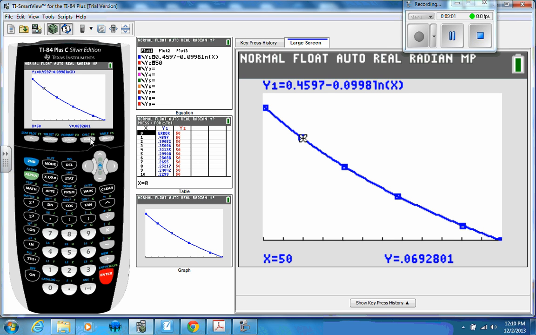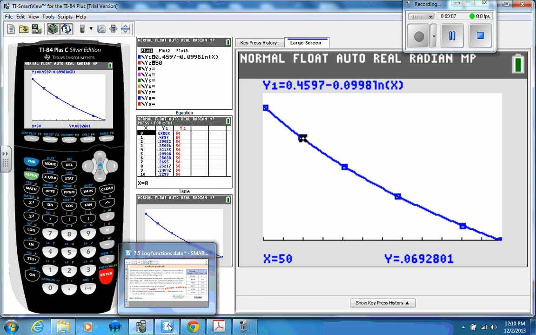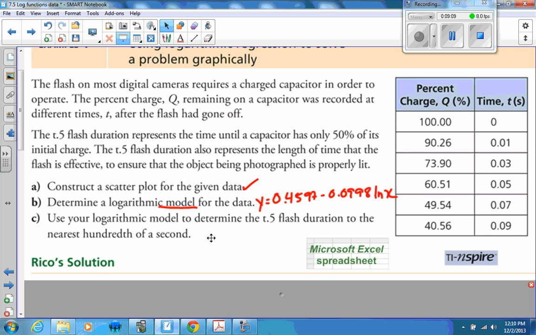So it tells me roughly at 0.069 or 0.07, right? So if I go back to this, and I'll just answer to the nearest hundredth of a second. So that's 2 spots, so it'll be y would equal 0.07 seconds. Okay? So that's pretty much it.